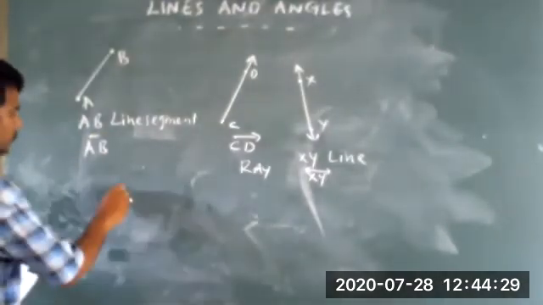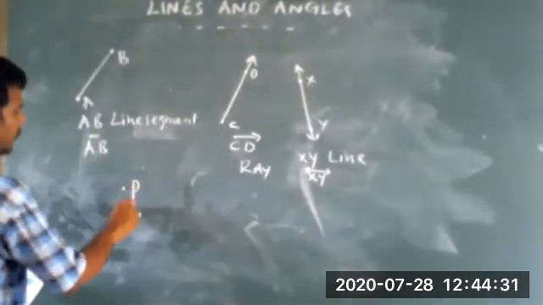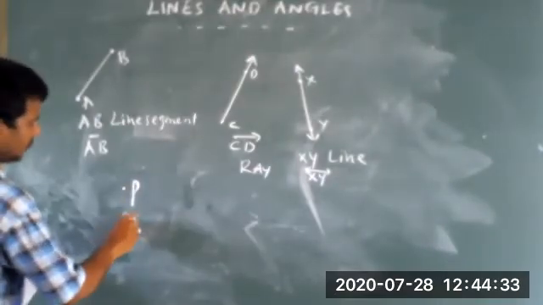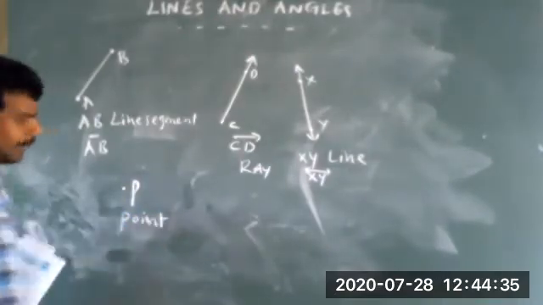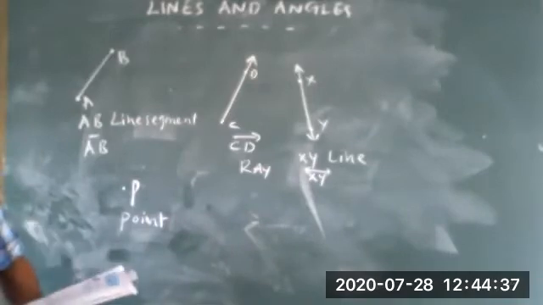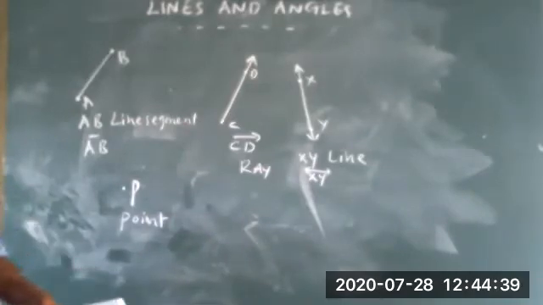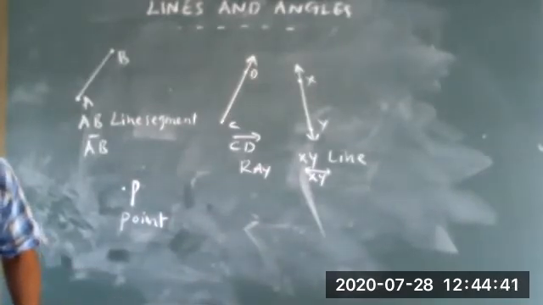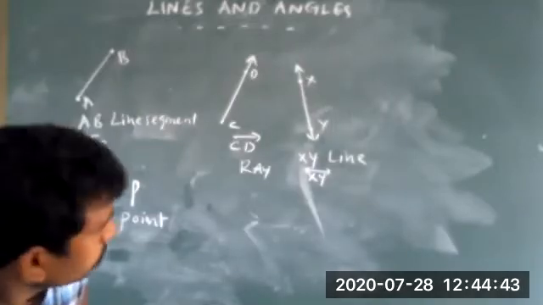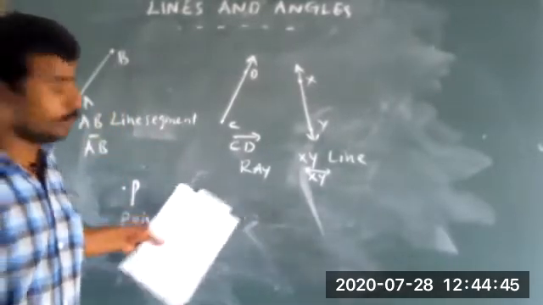And the fourth one, they are given like this. So it is a point. It is a point P. So this is the first problem in exercise 1. Next, second problem. Clear, children?